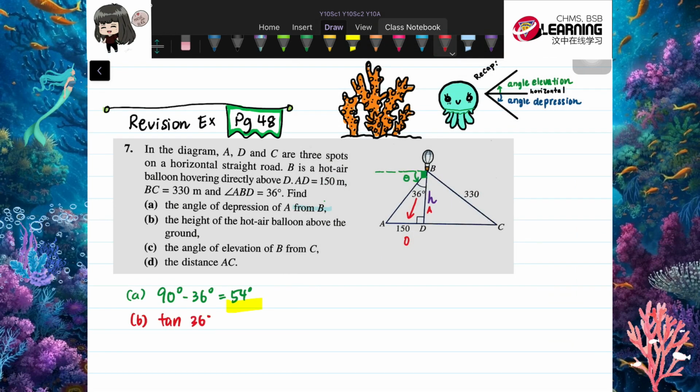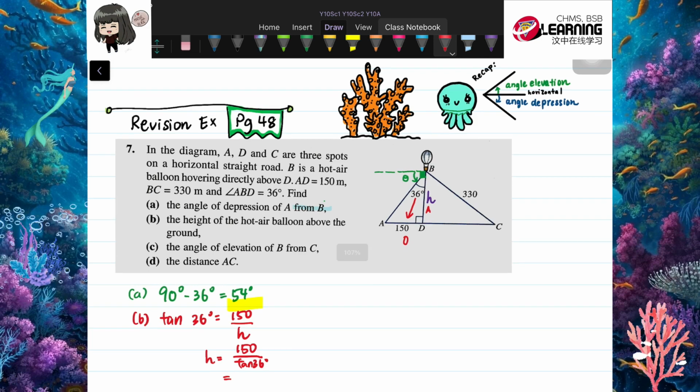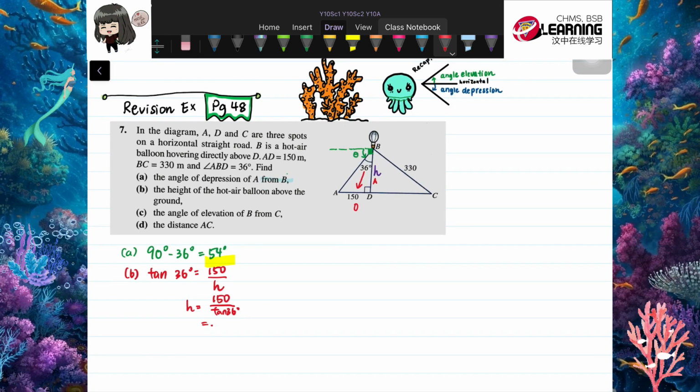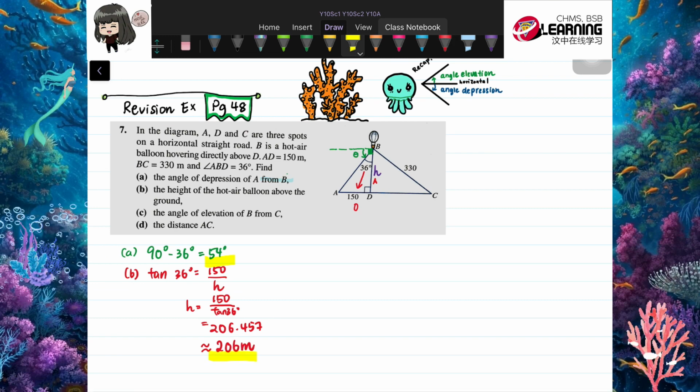So tan 36 equals to opposite 150 over H. Okay, I put as H easier. So your H is 150 divided by tan 36 equals to 206.457, and round off to 3 significant figure is 206 meter. This is the answer for B. Okay, and now let's look at C.